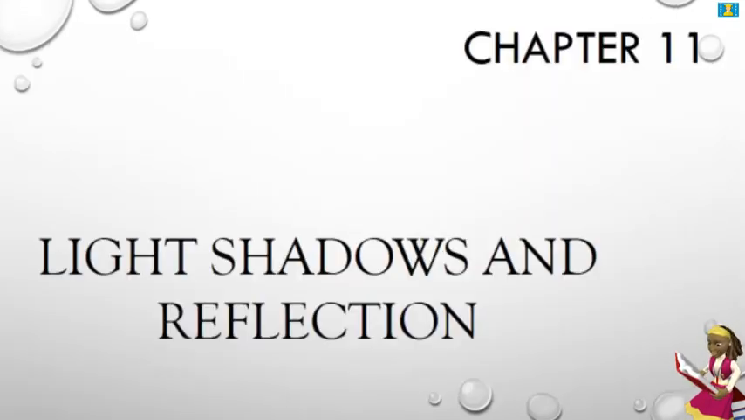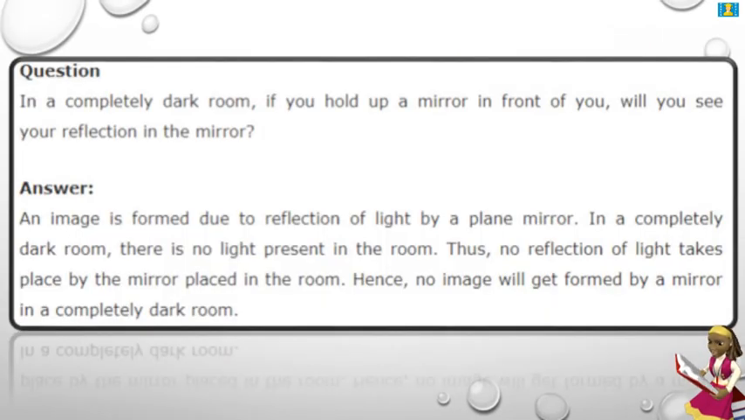Chapter 11: Light, Shadows and Reflection. Question is, in a completely dark room, if you hold up a mirror in front of you, will you see your reflection in the mirror? Answer. An image is formed due to reflection of light by a plane mirror. In a completely dark room, there is no light present in the room. Thus, no reflection of light takes place by the mirror placed in the room. Hence, no image will get formed by a mirror in a completely dark room.